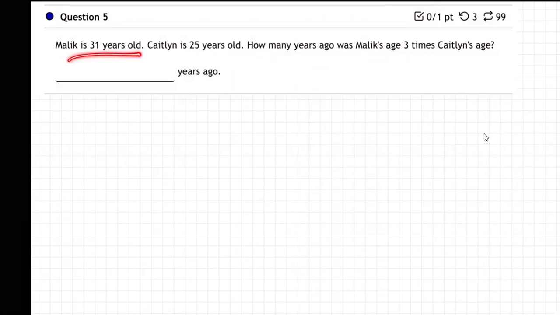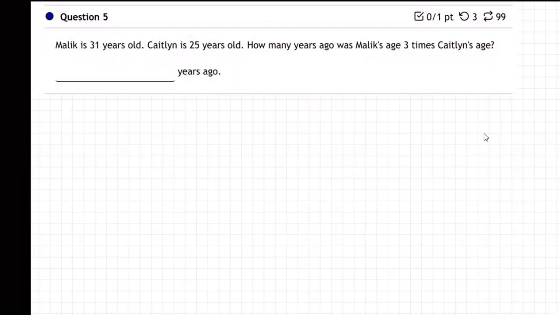So Malik is 31 years old. Caitlin is 25 years old. How many years ago was Malik's age 3 times Caitlin's age? Strange question. So we don't really need M or C variables because they don't vary. They're fixed. We know what they are. Malik is 31. Caitlin's 25.